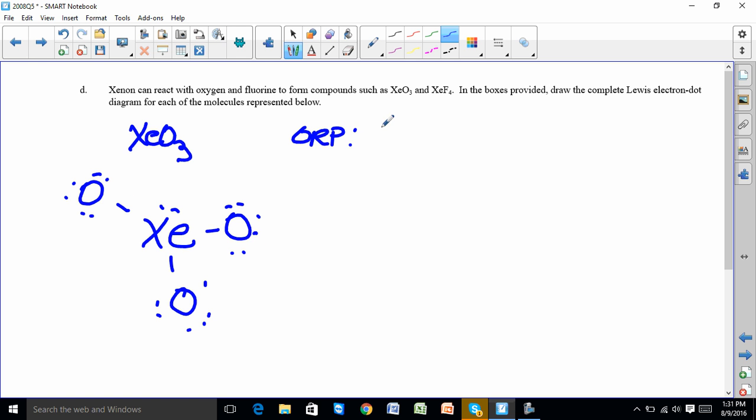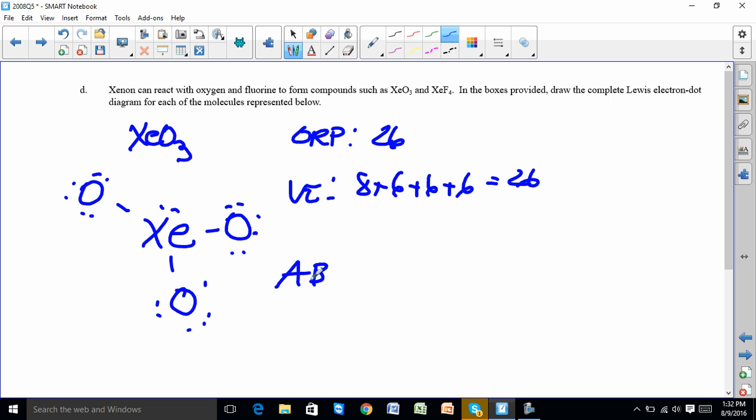24, 26. 26 electrons. When I do VE, I get 8 plus 6 plus 6 plus 6. 6 times 3 is 18. 18 and 8 is 26. That's beautiful. That means this picture is right. It's an AB3E. Didn't ask for that, just said draw the picture, but we're going to come back.